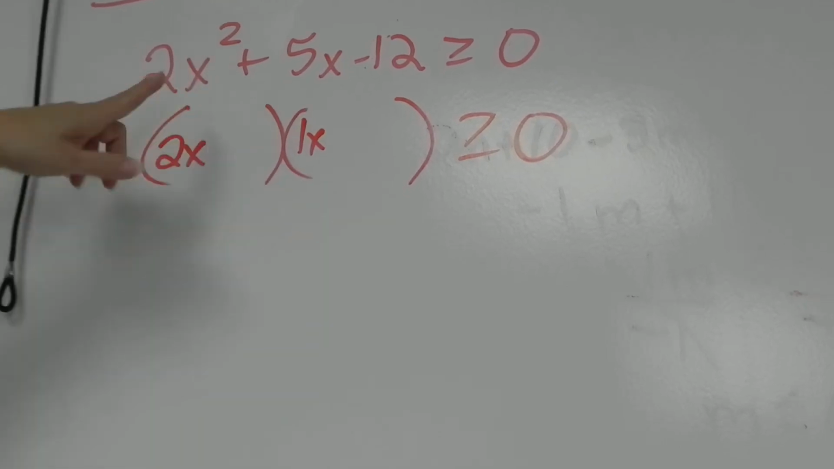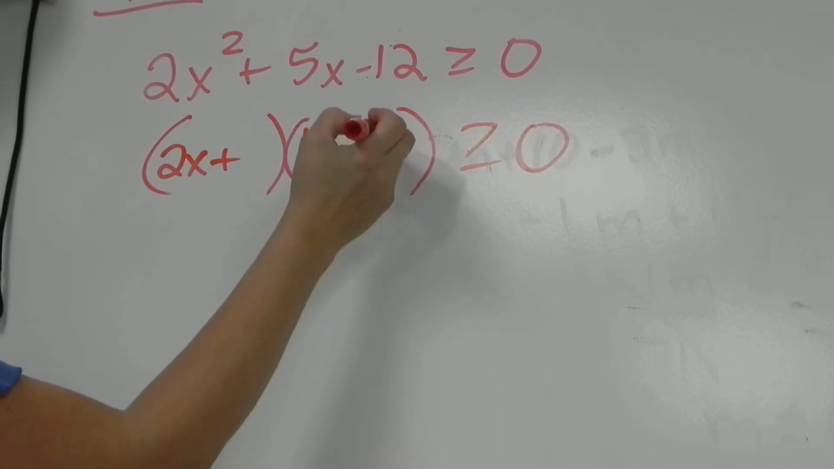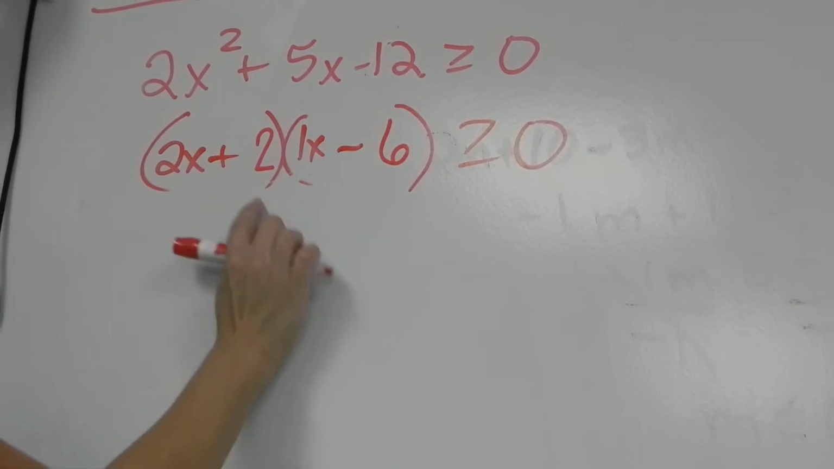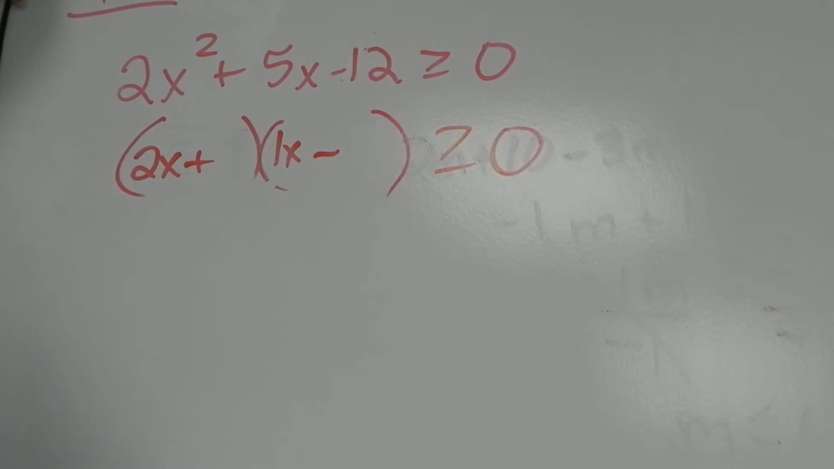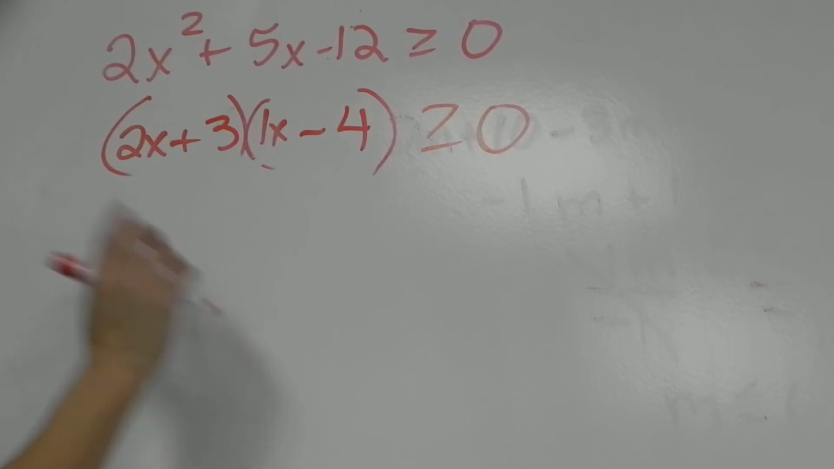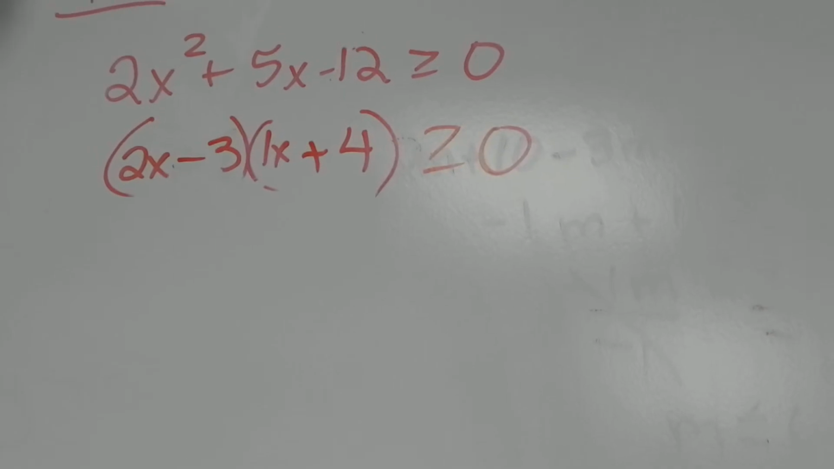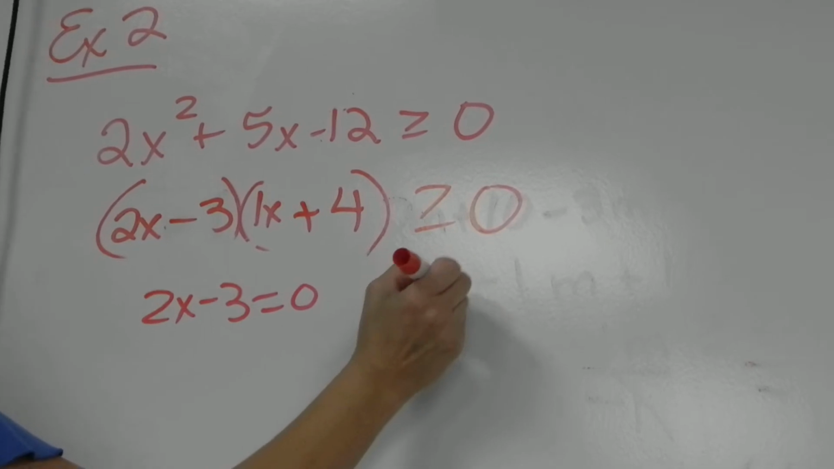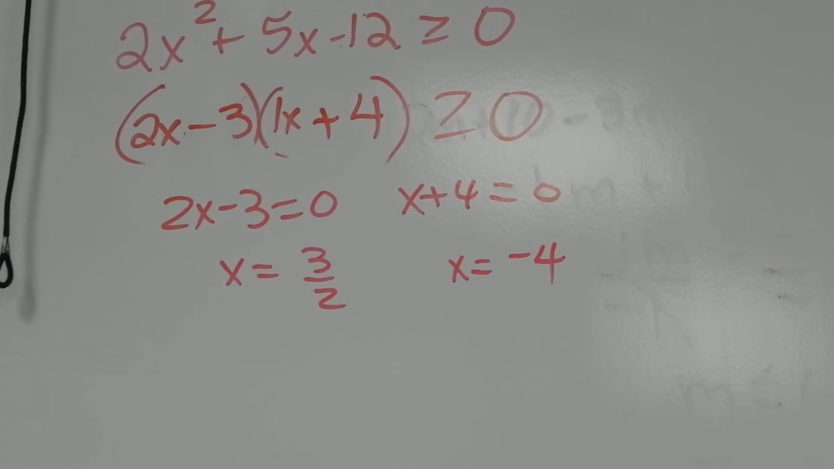So 2x times 1x is 2x squared. I know I need different signs to get a -12. I think it's 6 times 2. That will be 2x. No, it's not. What works? 3 and 4. Thank you. 3x minus 8x would be -5x. So I need to fix my signs, like so. So check that out, and that should work. Then we set each part equal to 0, which gives me my two solutions of 3/2 and -4.